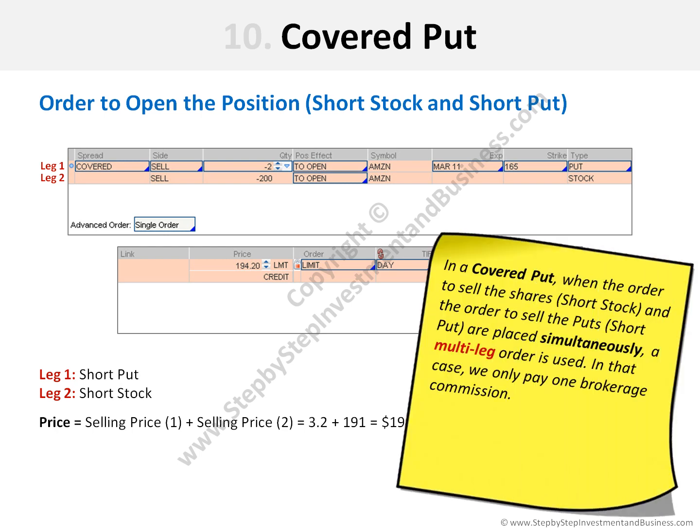In a covered put, when the orders to sell the shares and sell the puts are placed simultaneously, that is, the same order for the short stock and short put positions, a multi-leg order is used. In that case, we only pay one brokerage commission.